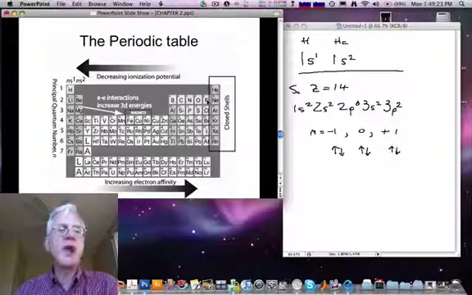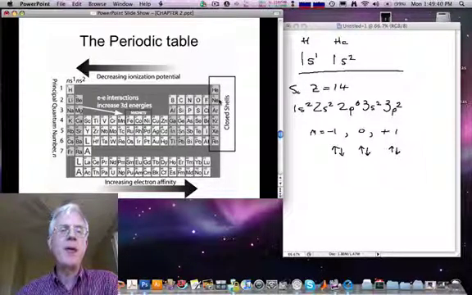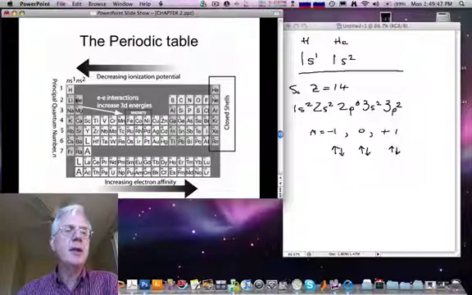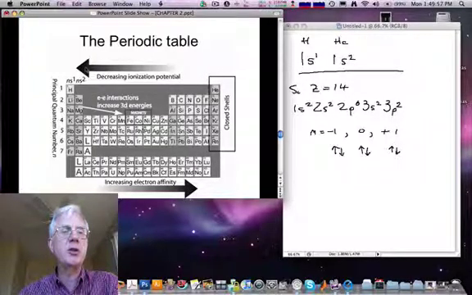So we describe these propensities to donate or accept electrons in terms of the ionization potential. In other words, how much energy does it take to remove an electron? Well, fluorine would really love to have one, and neon would hate to give up its closed shell. So as we go along this way, we decrease the ionization potential because lithium is very happy to give up an electron and become Li+. So going along the periodic table this way, we talk about decreasing ionization potential.